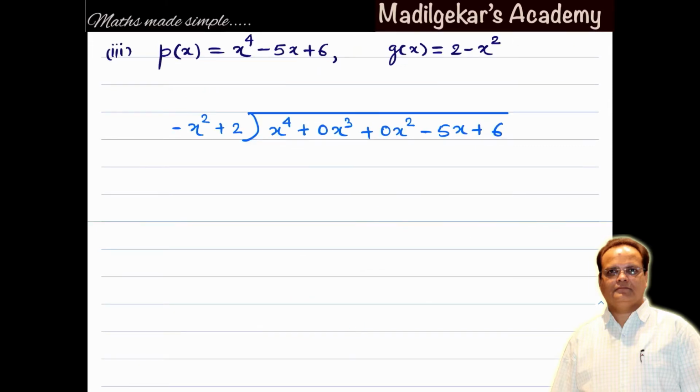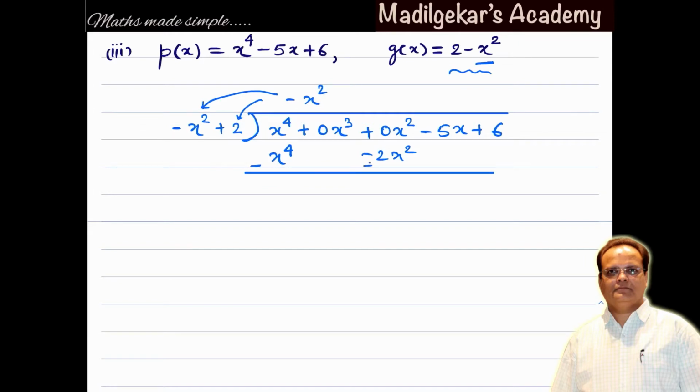Third example, here the dividend is a polynomial of degree 4 and the divisor is a polynomial of degree 2. Rearrange the terms of the divisor, though they have given 2 minus x square, we'll write it as minus x square plus 2. Insert two terms, x cube and x square, in order to rearrange the terms of the dividend. Now the first term of the quotient will be minus x square. On multiplying it with minus x square will give x raised to 4. Minus x square into 2 is minus 2x square.